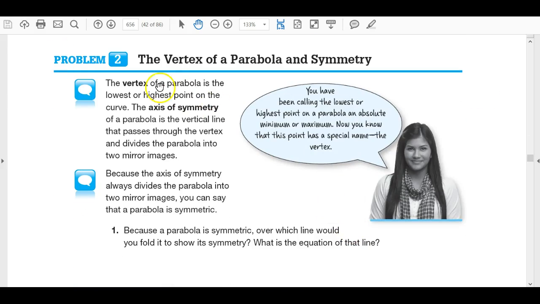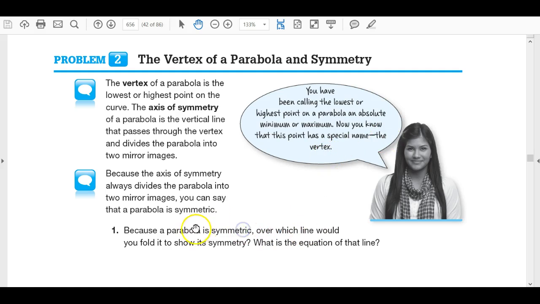All right, so the vertex of a parabola is the lowest or highest point on the curve. The axis of symmetry of a parabola is the vertical line that passes through the vertex and divides the parabola into two mirror images, which is really cool about parabolas, right? Because they can be divided right down the middle, and exactly what is on one side is on the other. Because the axis of symmetry always divides the parabola into two mirror images, you can say that a parabola is symmetric, okay? You have been calling the lowest or highest point on a parabola an absolute minimum or maximum. Now you know that this point has a special name, the vertex, okay?